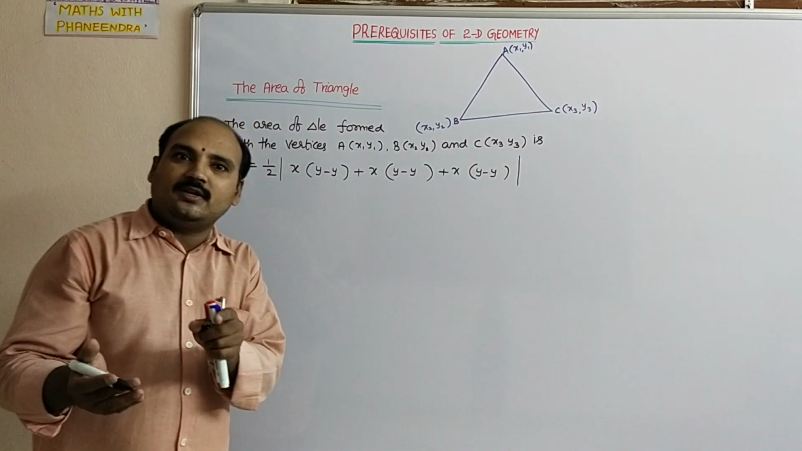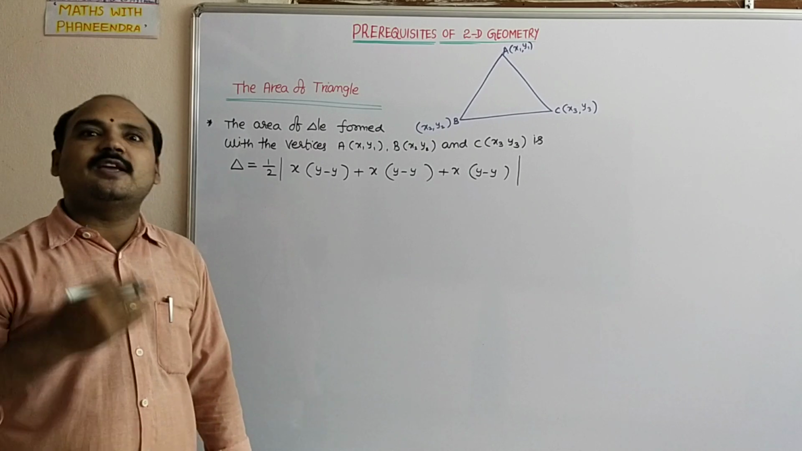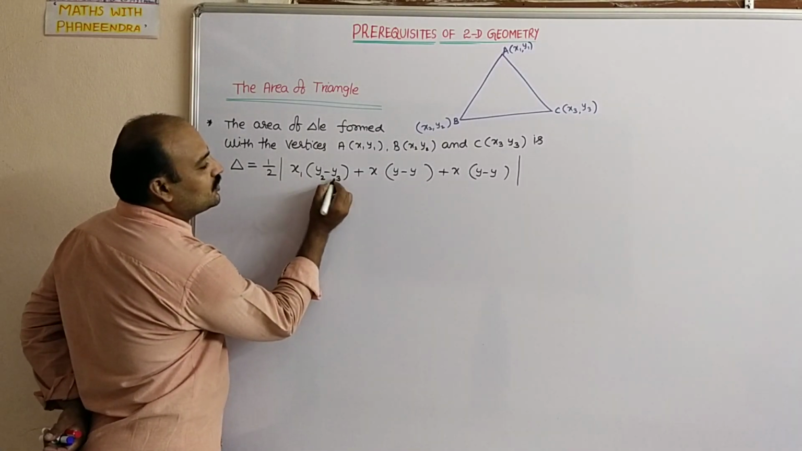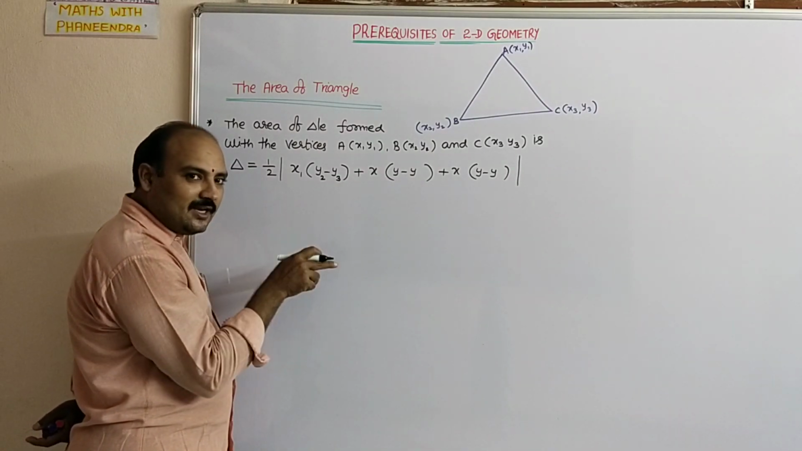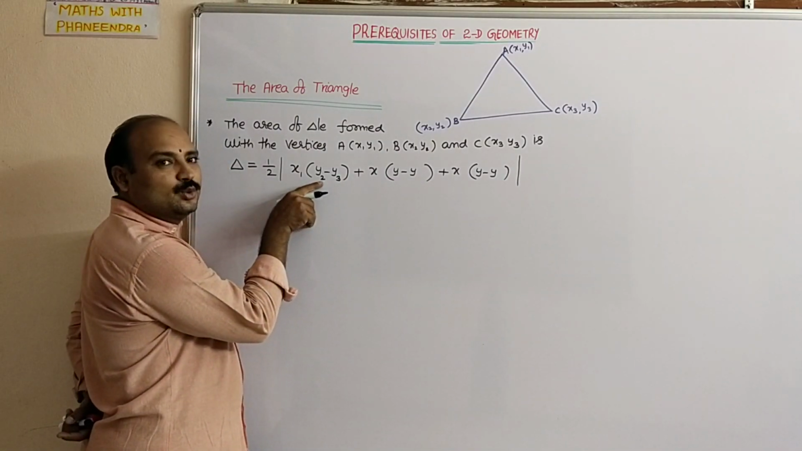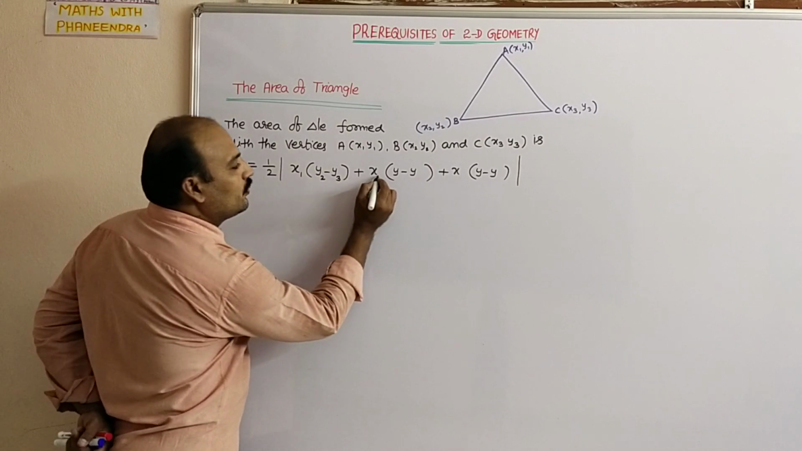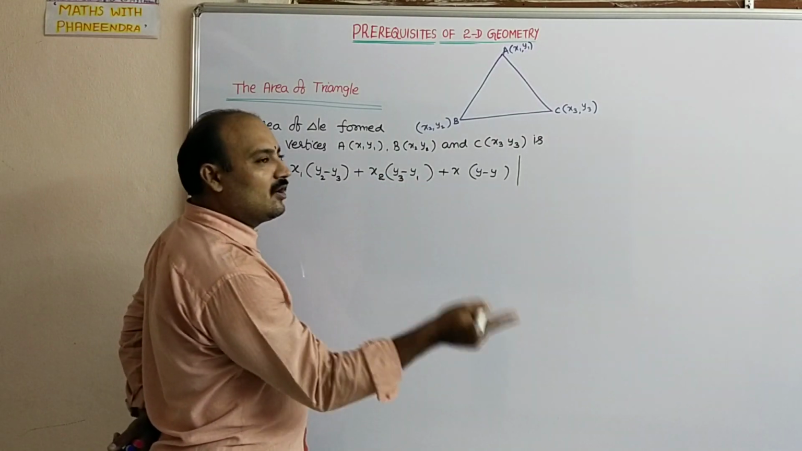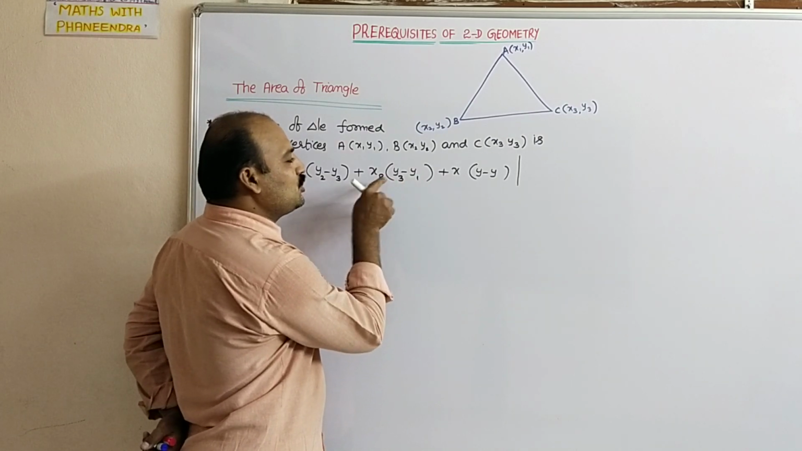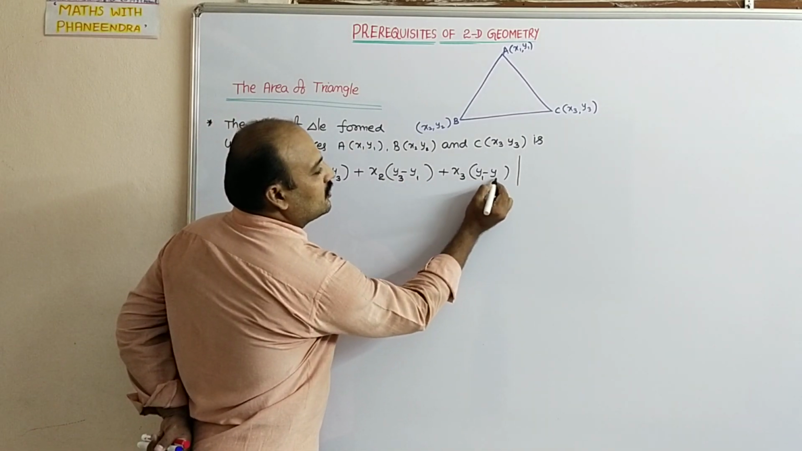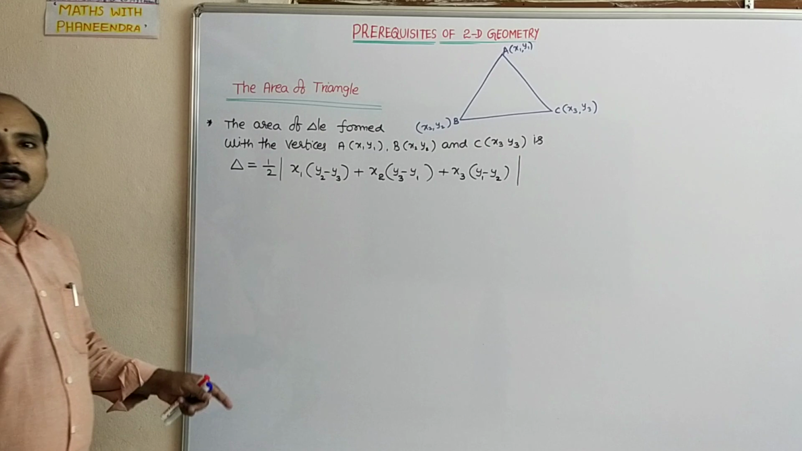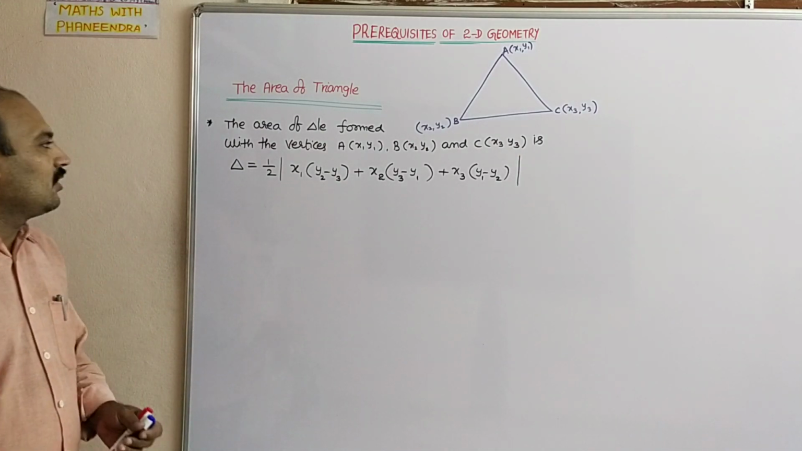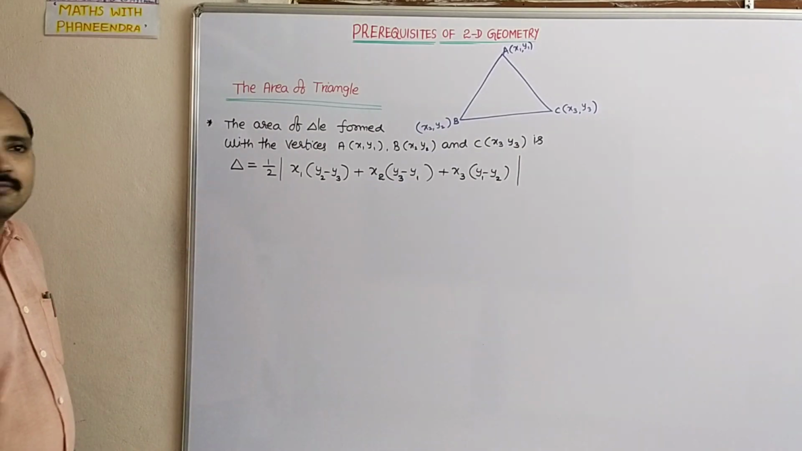You have to write these values 1, 2, 3 in the cyclic order. Here 1, 2, 3. In the cyclic order, next start with 2: 2, 3, 1. Then in the cyclic order, 3, 1, 2. This is the way if you write, the formula will be very easy for the dear students. I hope everyone understands that.